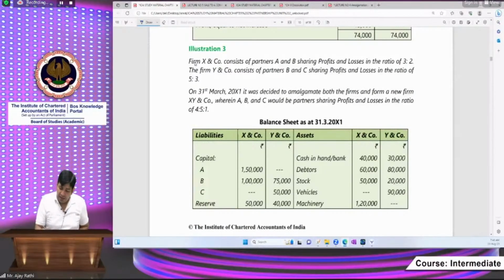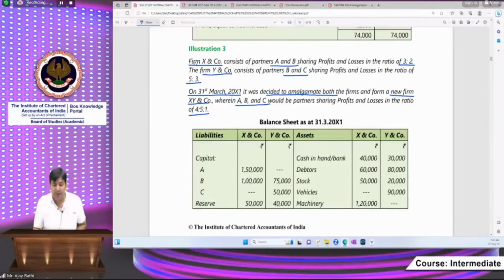Anyways, X and company is there, in which A and B are partners in the ratio 3:2. Firm Y and company is there, in which B and C are partners, and the ratio is there. Beta, same is the case with that. On 31st March 2001, they decided to amalgamate both the firms and form a new firm, XY and company, where A, B and C would be partners, and the new partnership firm's ratio is in the same way.